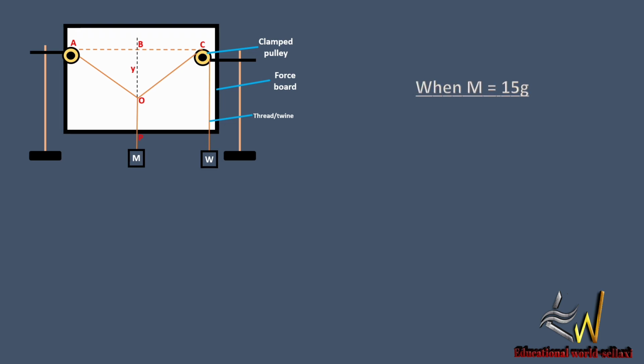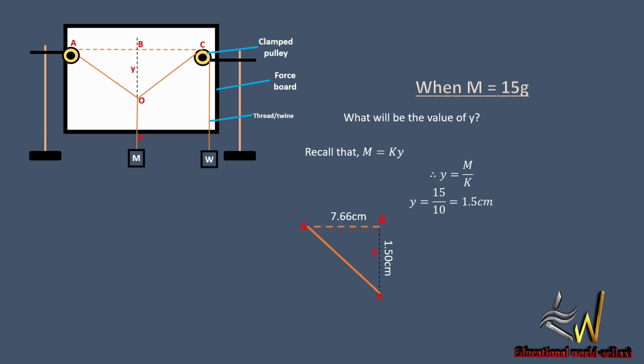So we change our white paper and continue. When m is equal to 15 gram, what will be the value of y? Still the same relationship, that m is equal to ky. So we are going to find the new value of y when m is 15. So simplifying, we have y is equal to 15 over 10. So the new value of y is 1.5 cm.